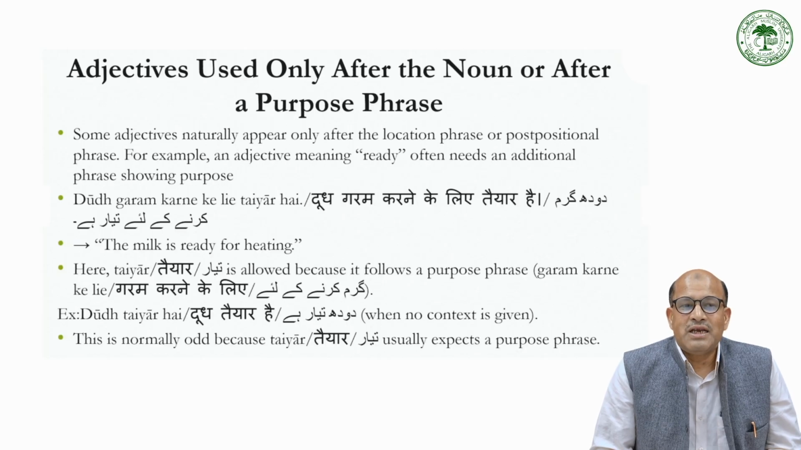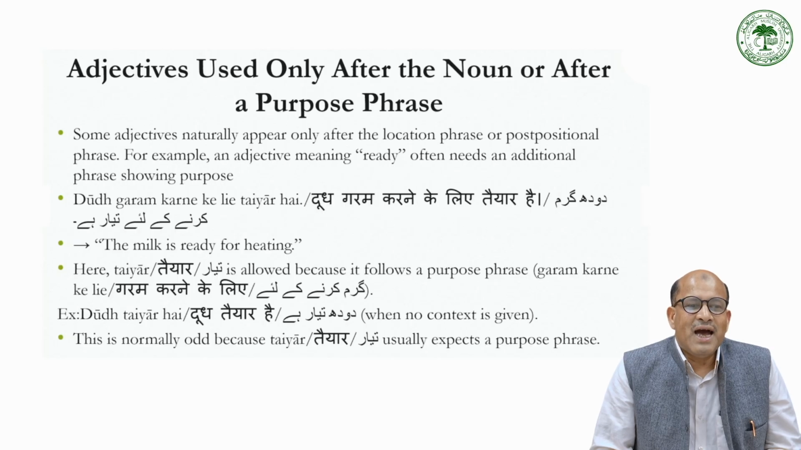Some adjectives naturally appear only after the location phrase or postpositional phrase. For example, the adjective meaning ready often needs an additional phrase showing the purpose, for what purpose it is used. If you look at this sentence, दूध गर्म करने के लिए तैयार है. The milk is ready for heating.